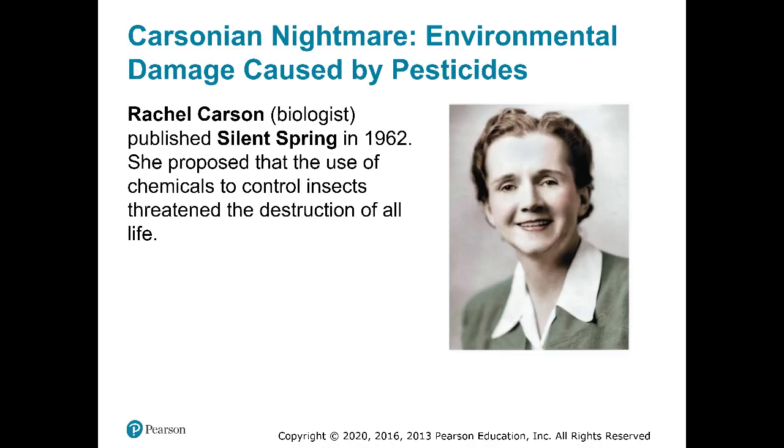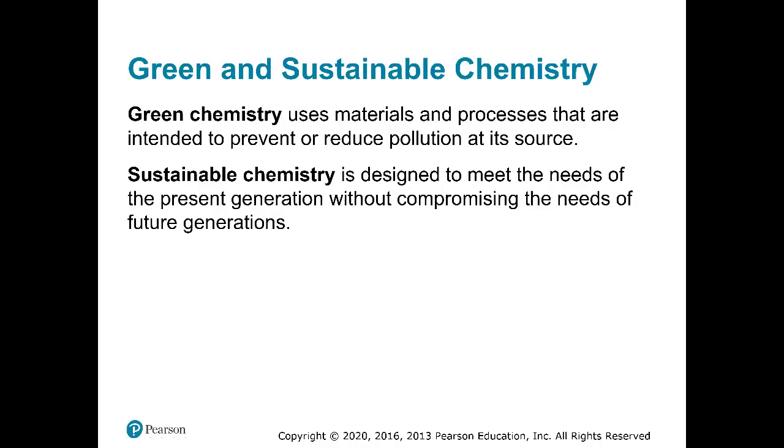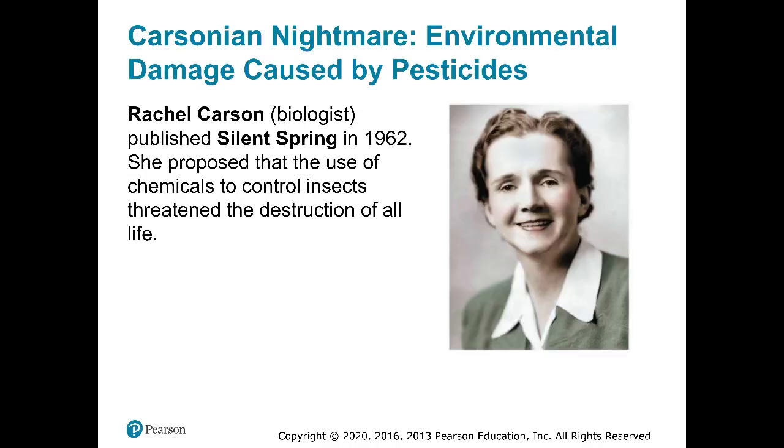Rachel Carson, a biologist, published Silent Spring in 1962. She proposed that the use of chemicals to control insects threatened the destruction of all life. And there is some pretty strong evidence that, while not necessarily the destruction of all life, it definitely has extremely adverse effects to the environment, and adverse effects to us humans in the environment and all the other animals in that environment.